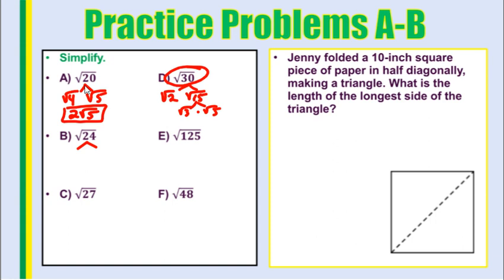Square root of 24. I can break this down as the square root of 4, which is a perfect square, times the square root of 6. The square root of 4 is 2, so this is 2 times the square root of 6.